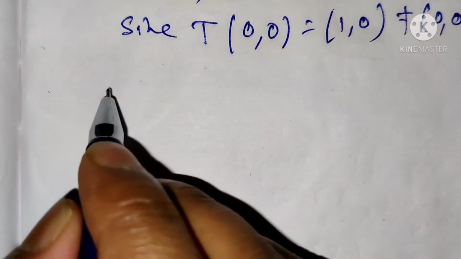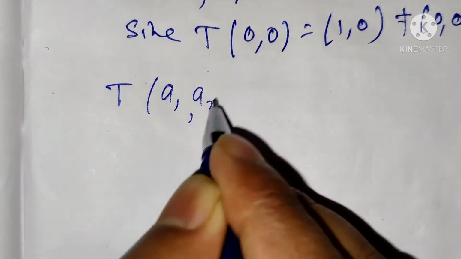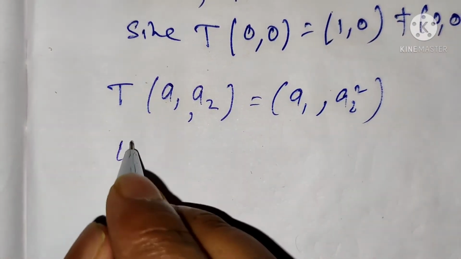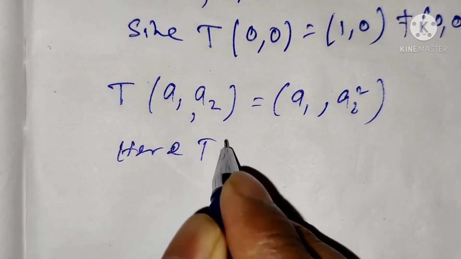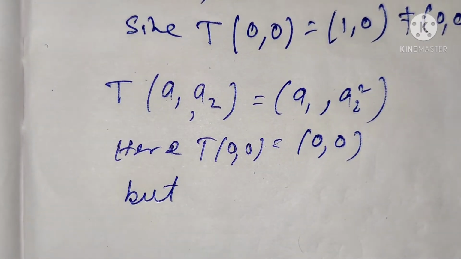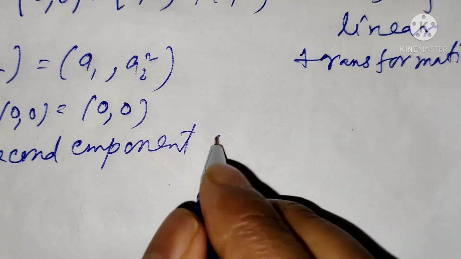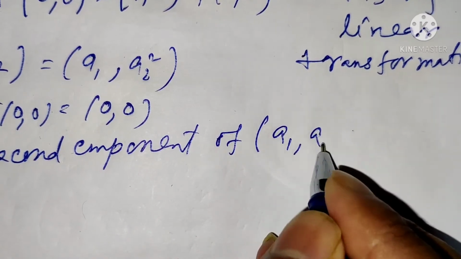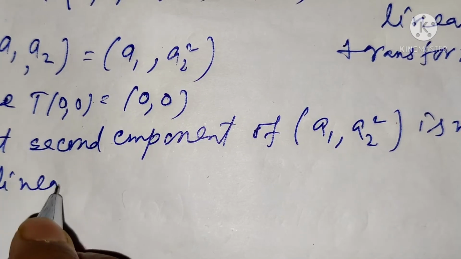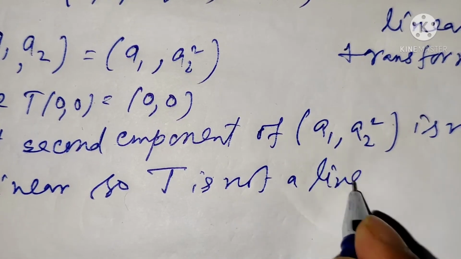Next problem, T(a1, a2) equals (a1, a2 square). Here T(0, 0) equals (0, 0), but the second component of (a1, a2 square) is not linear, so T is not a linear transformation.